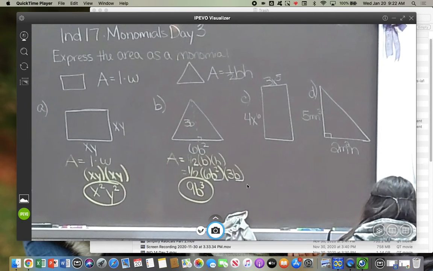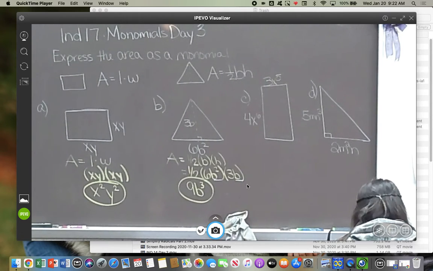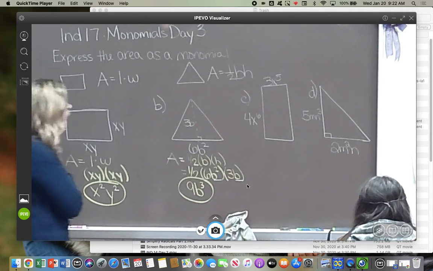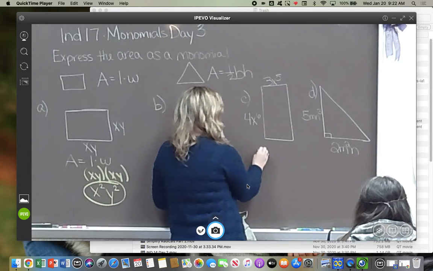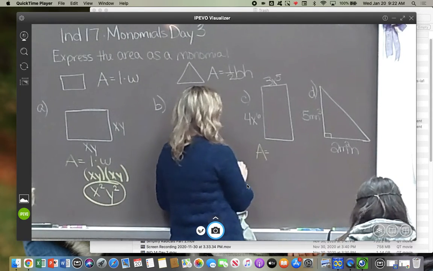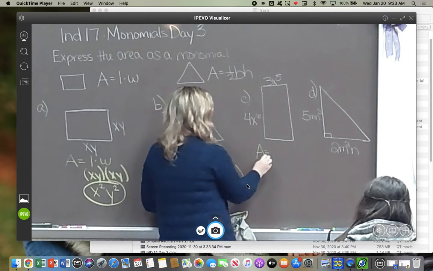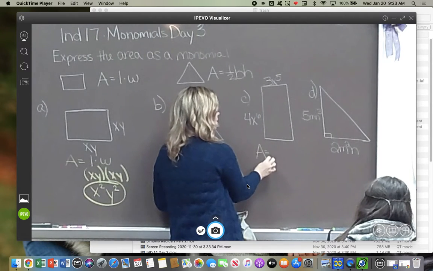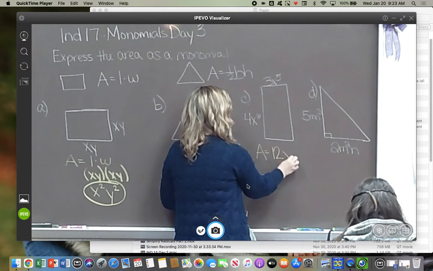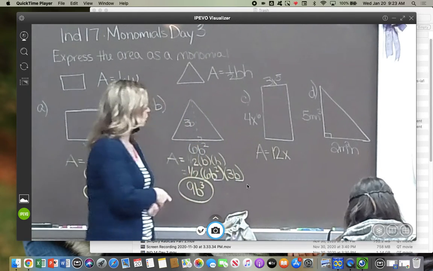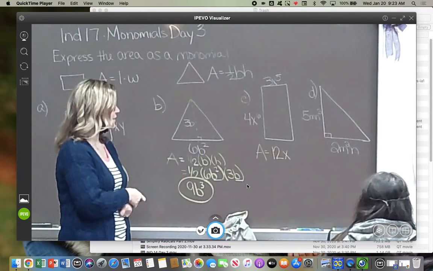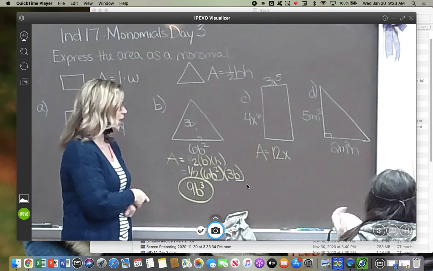All right, now on the next one, our rectangle, the length is 4x to the 6th, the width is 3x to the 5th. So we're going to do length times width. Now on this one, we multiply our coefficients, so what's 4 times 3? 12. Now what's my power for x? I have a 6 and a 5. 11.